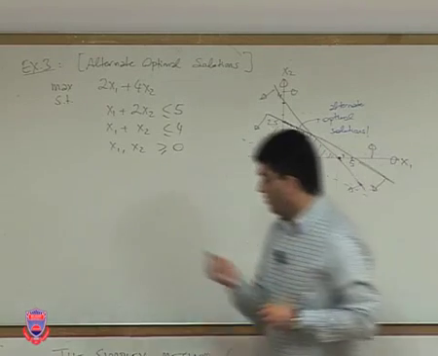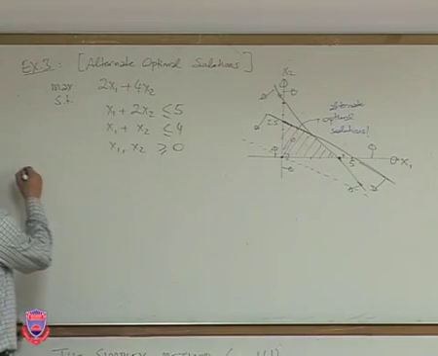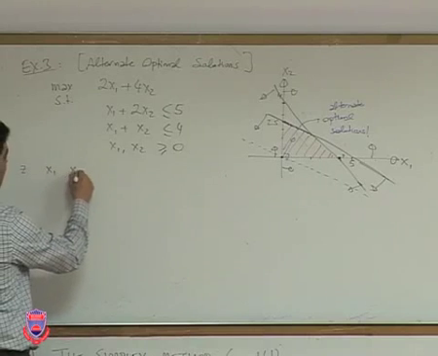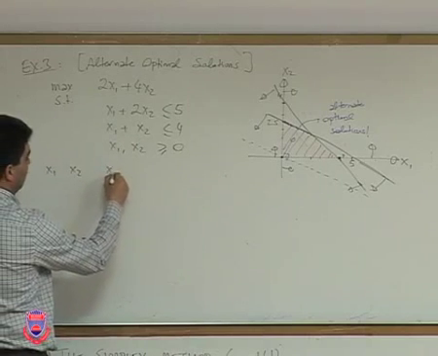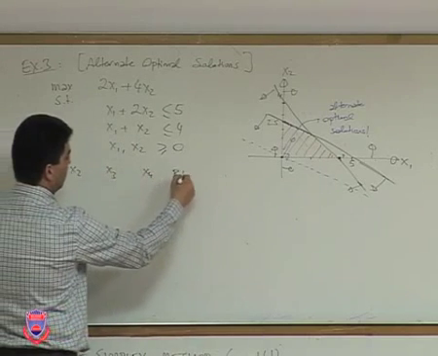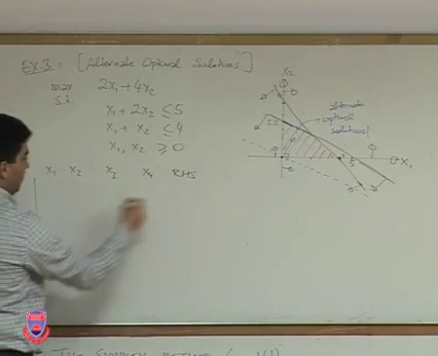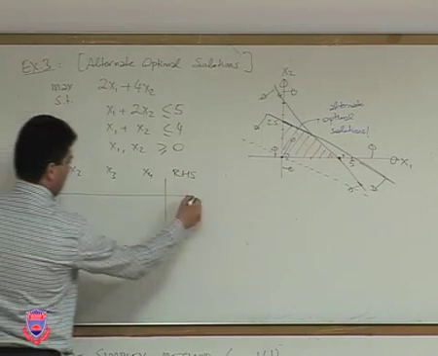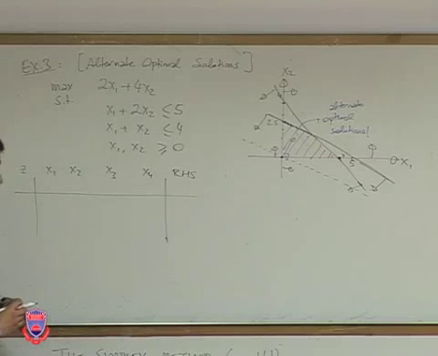All right, so once again, let me quickly set up the tableau. So I have z, x1, x2. I'm going to add again slack variables x3 and x4. So what does row 0 look like?